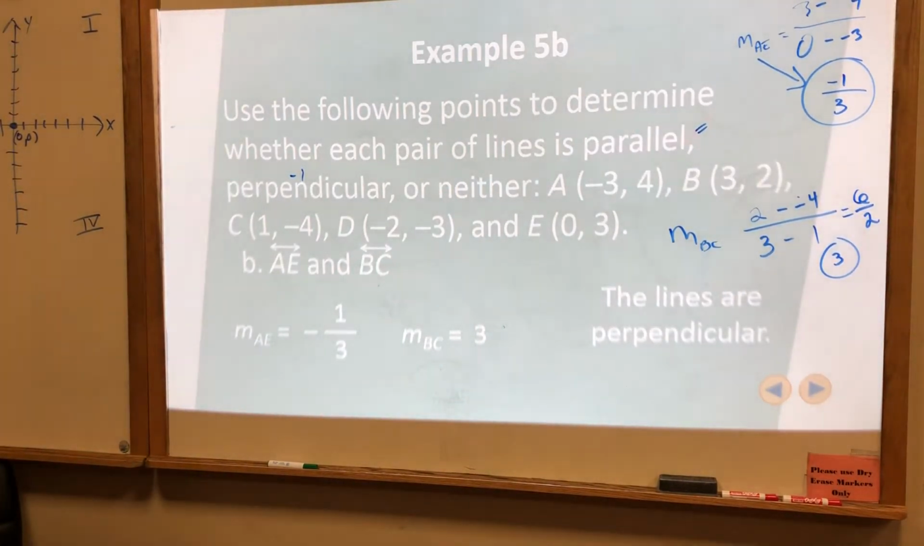All right. So remember, when you're doing these type of problems, and they say look for parallel, perpendicular, neither. Parallel is when they're equal slopes. Perpendicular is when you take those two slopes and you multiply them together and you get -1. So -1/3 times 3 is always going to give you a -1 answer.